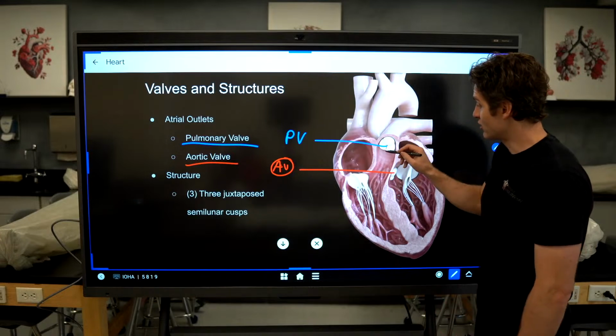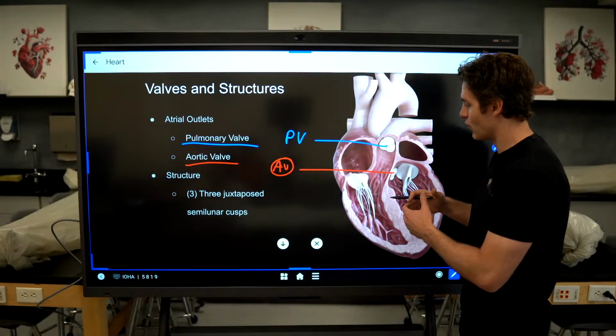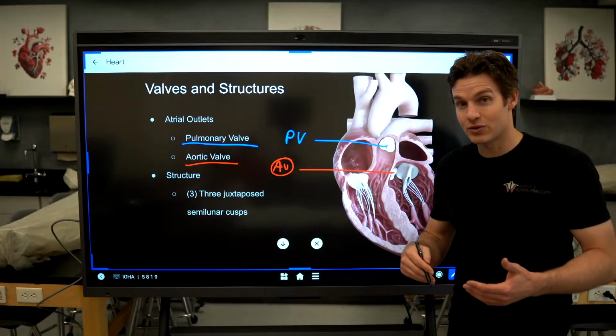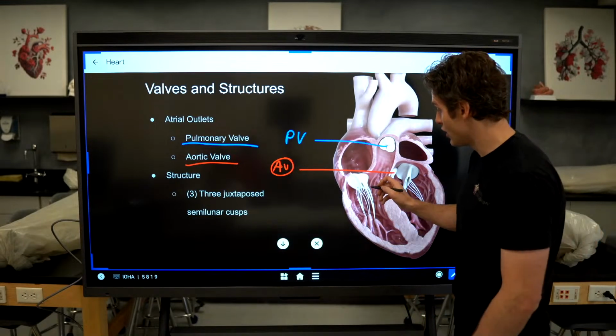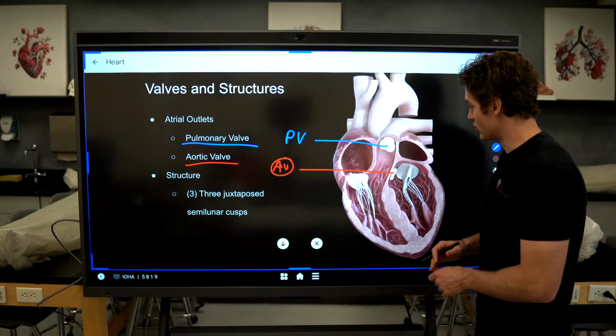Now, these are less sophisticated. They don't need to have as much sophistication or anatomical structures associated with them because they're not under as much pressure as the tricuspid and the bicuspid valve. But we'll talk about that a little bit more in just a second.